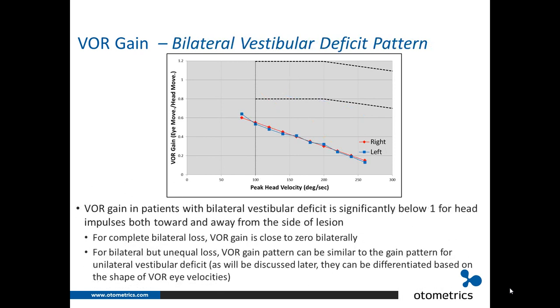In patients with bilateral vestibular deficits, the VOR gain is significantly below 1 for head impulses both toward and away from the site of lesion. For complete bilateral loss, the VOR gain will be close to 0 bilaterally. When the loss is bilateral but partial, or when one side is affected more severely, the VOR gain pattern may be similar to the gain pattern for unilateral vestibular deficit. But as we will see later, they can be differentiated based on the shape of the VOR eye velocities.